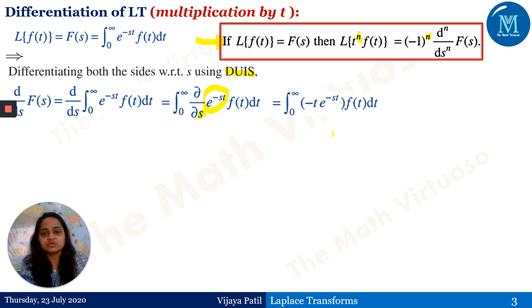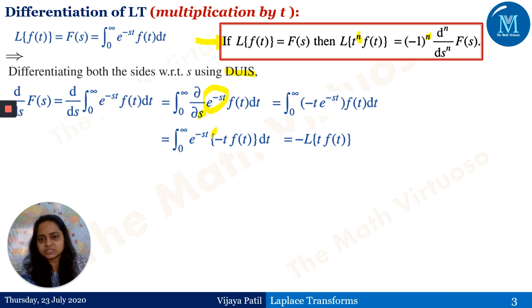So what is the differentiation of e to the power minus st? It is minus t into e to the power minus st, because we are differentiating with respect to s. Then there is nothing else to be done, because we have to just adjust the terms. So if we observe the steps, it's e to the power minus st into minus t into f of t.